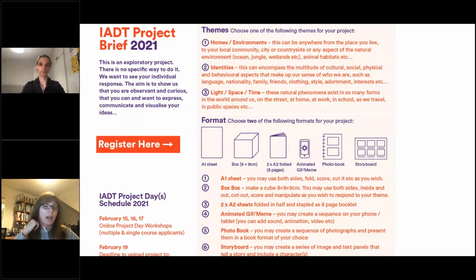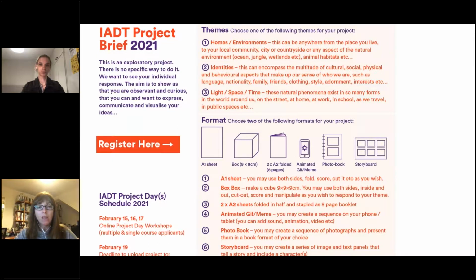Okay. Another theme you might choose is identities, and then again, this can be thought of in so many different ways. So what is an identity, and again, how you interpret that, whether it's cultural or social, physical, behavioral, how visually could you maybe explore the concept of identity, or how do we identify identity and what it means? And again, language, nationality, family, friends, clothing, adornment, interests, tribes, anything like that you can think about.